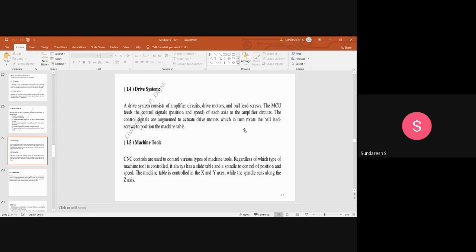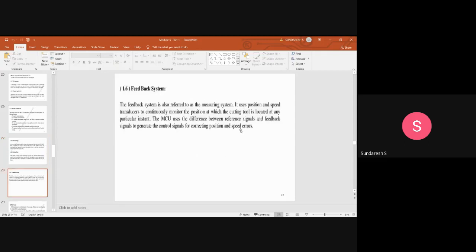Position and the speed are the two very important parameters in the accuracy of obtaining the parts. Therefore, how the tools will be positioned and how the speed will be controlled, both for the slide table as well as for the spindle, will be taken care of by the machine control unit for any type of machine tool. Okay, the machine table is controlled in the X and Y axis, whereas the spindle runs along the Z axis. So this is the machine tool.